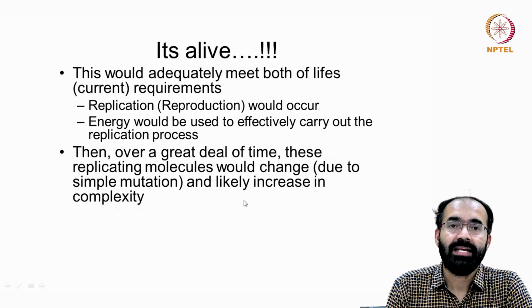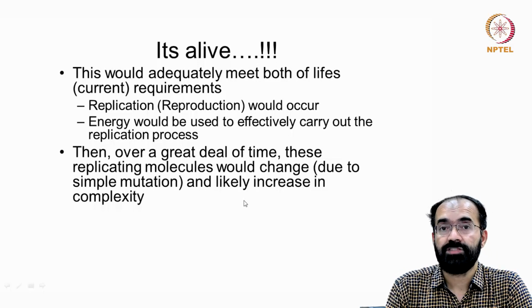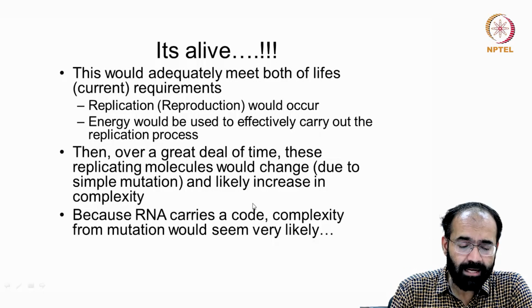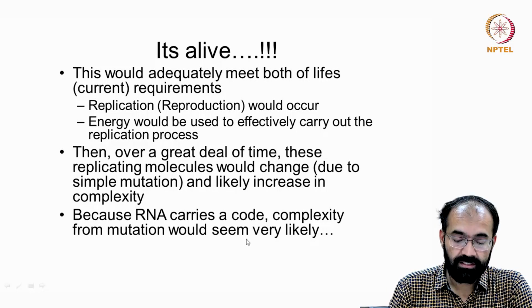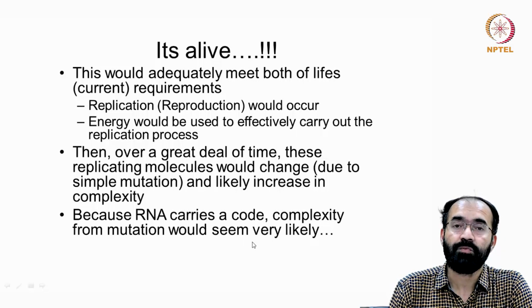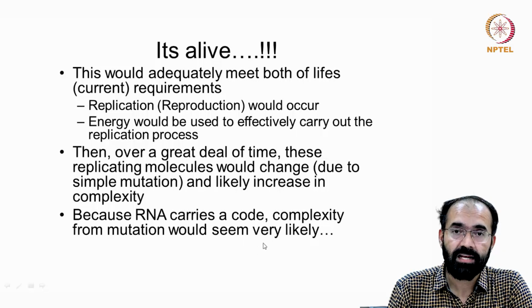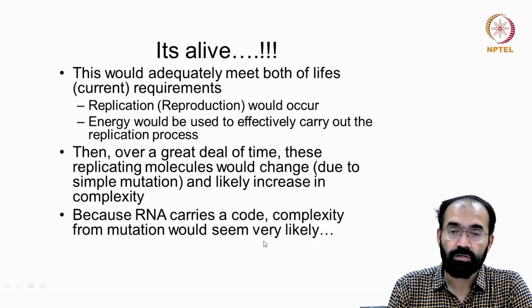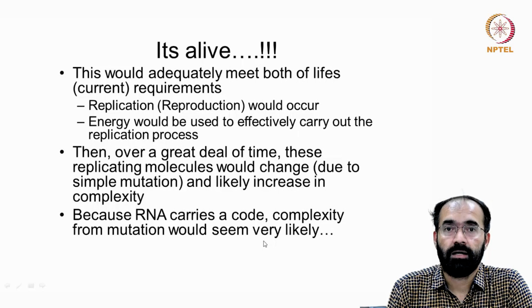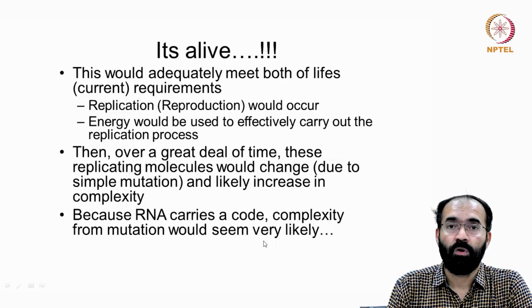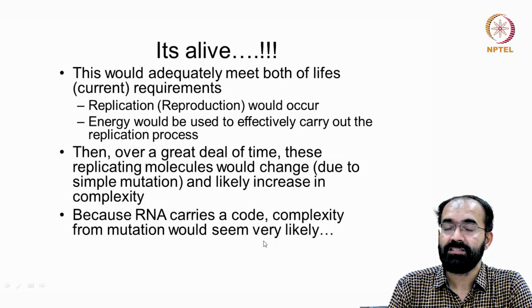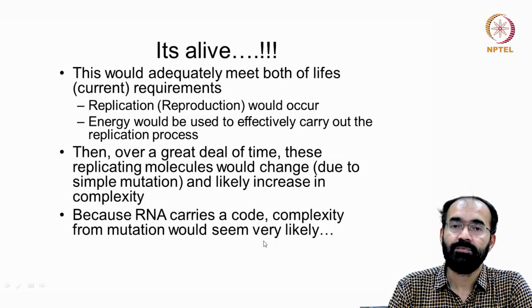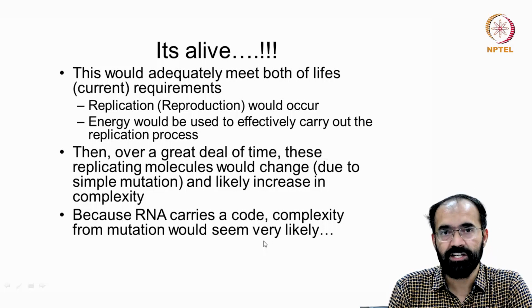And this mutation increases the possibility of changing structure. Because the RNA also carries a code, this code can evolve, this code can change. And this complexity from the mutation is very much likely, and this can add a lot of changes, a lot of variations in the existing molecule. So although a template is being copied into a complementary strand, that complementary strand is not 100% the same, and this will allow it either to acquire a new character or simply lose the character and perish from the system.